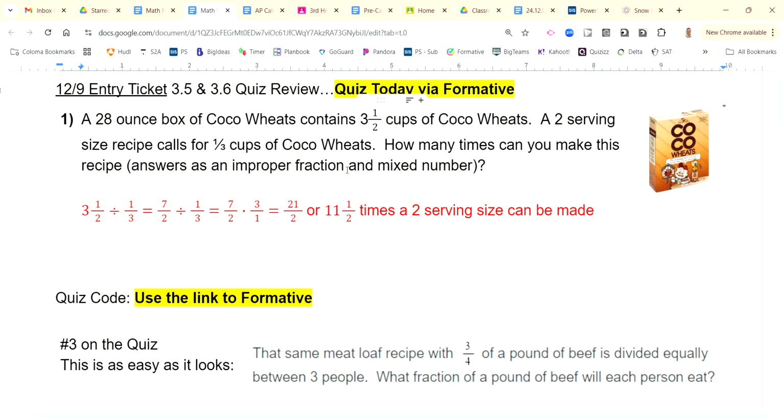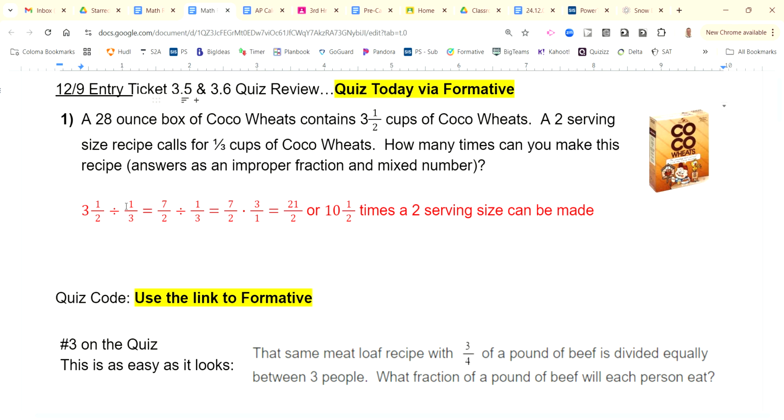That's our improper fraction. Most of the time, though, I wouldn't say I can make this 21/2 times. So for our final answer, 2 goes into 21, and I have a tiny mistake here, 10 times. 2 times 10 is 20. Remainder is 1. So we can make this recipe 10 1/2 times.